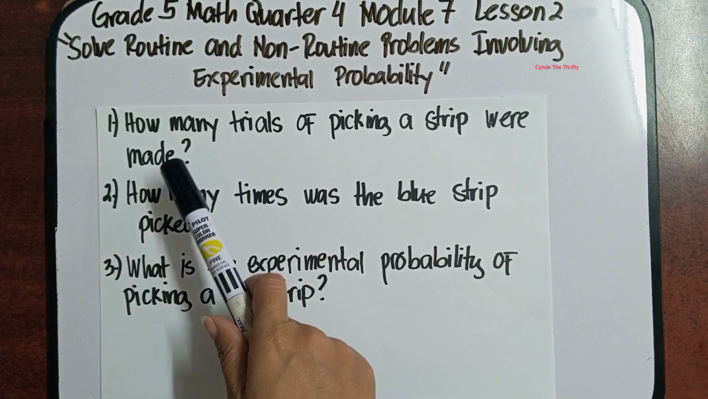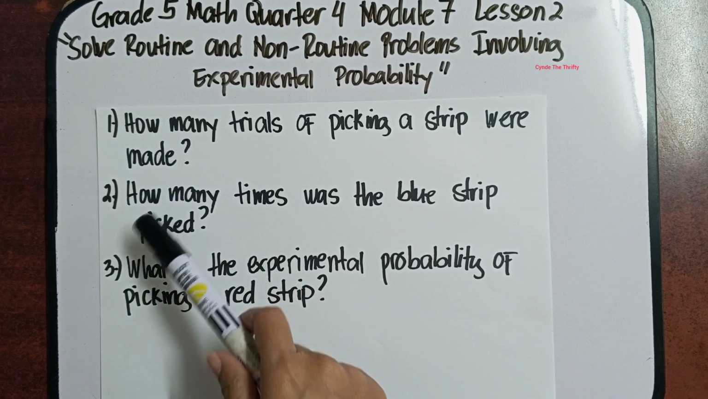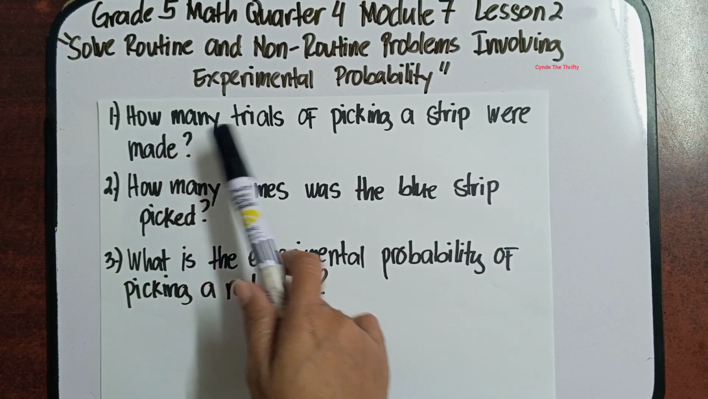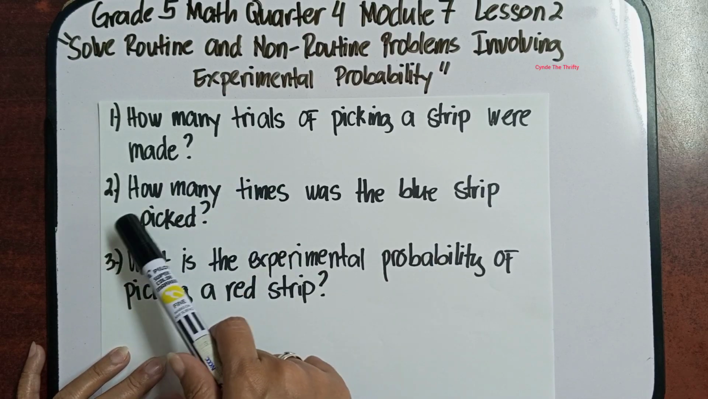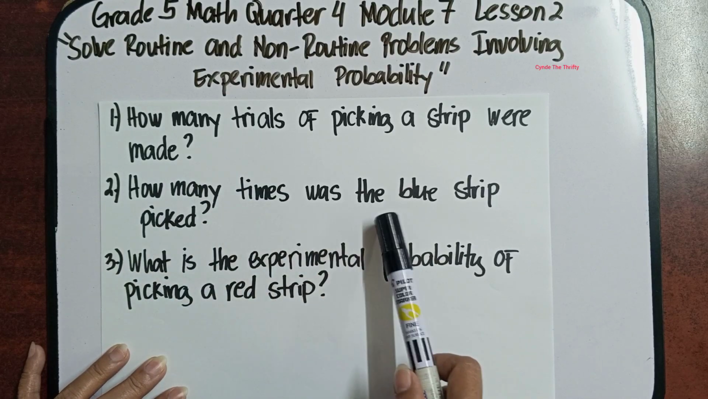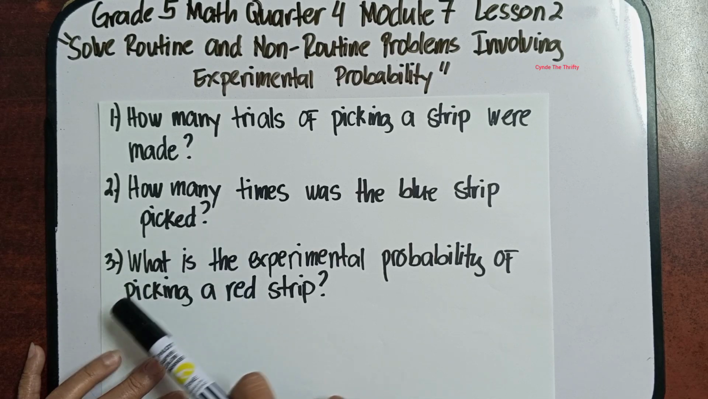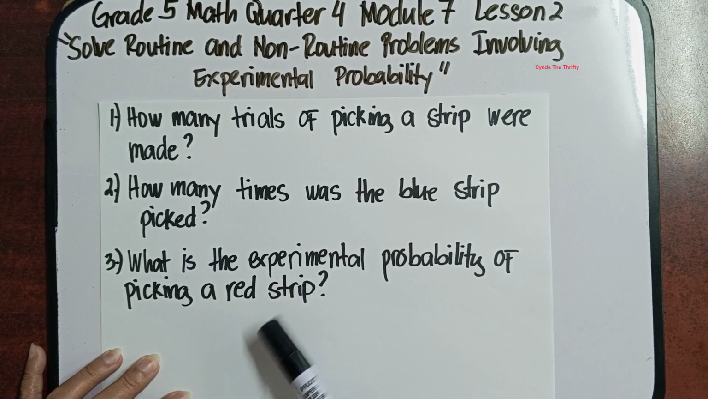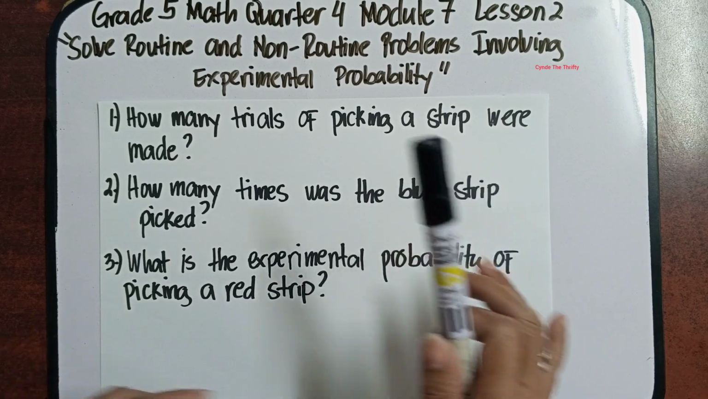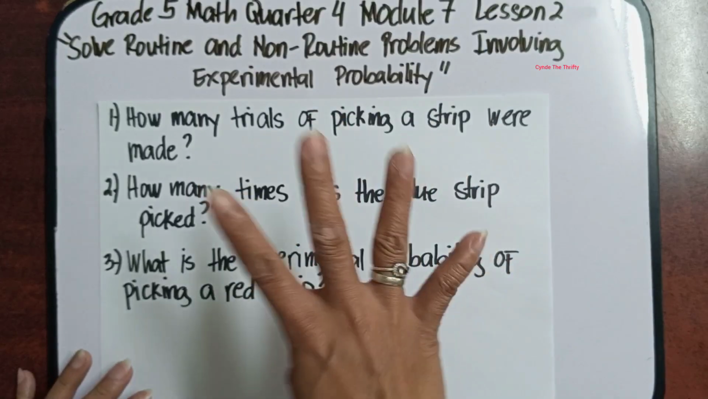Ngayon, meron tayong mga question dito. So, meron tayong question number 1, 2, at 3. Sa question number 1, how many trials of picking a strip were made? Sa question number 2 naman, how many times was the blue strip picked? And then, ang third question, what is the experimental probability of picking a red strip? So, ang mga question na to, isasagutan natin siya sa pamamagitan ng ating 4-step plan.